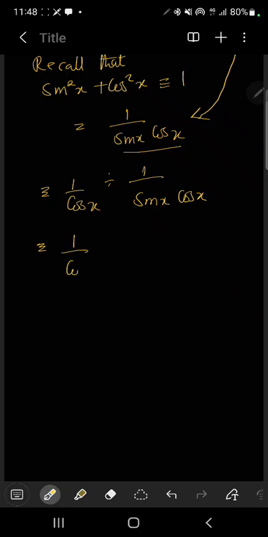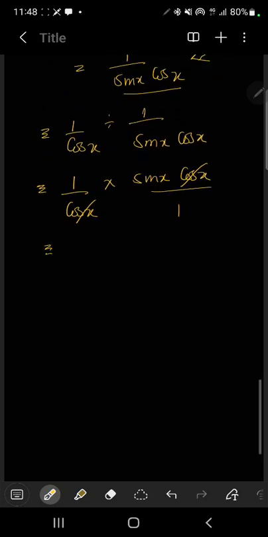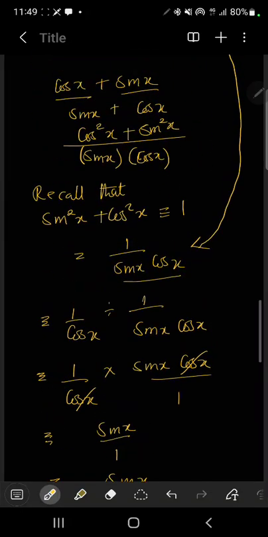So we're going to say 1 over cos x, then this changes to multiplication. If it changes to multiplication, we find the reciprocal of the other side, which is sin x over cos x, then we say over 1. So cos and cos cancel. Then what are we left with? We are left with 1 times sin x over 1, which is just equal to sin x. Okay, so now we have shown that, hence proved.